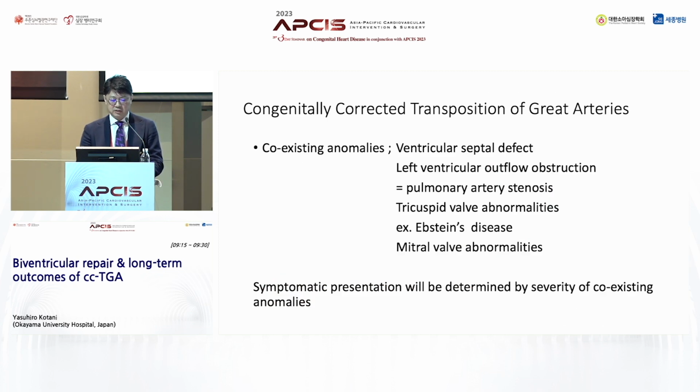There are many coexisting anomalies such as ventricular septal defect, LV outflow tract obstruction, tricuspid valve abnormalities such as Ebstein disease, and mitral valve abnormalities. Symptomatic presentation will be determined by the severity of coexisting anomalies.